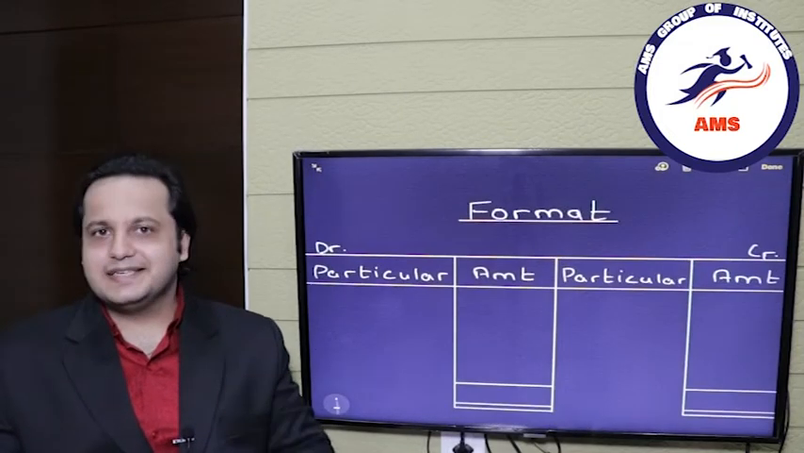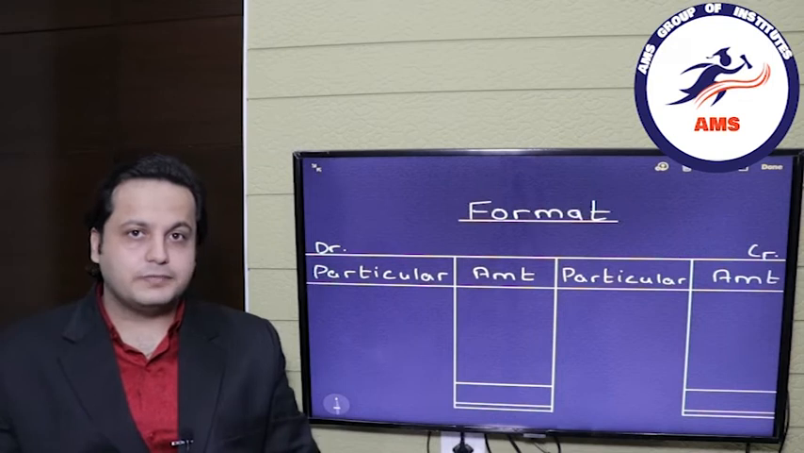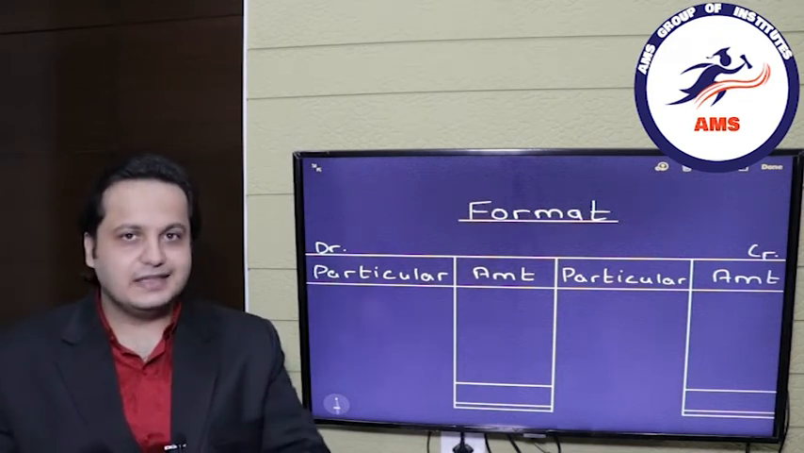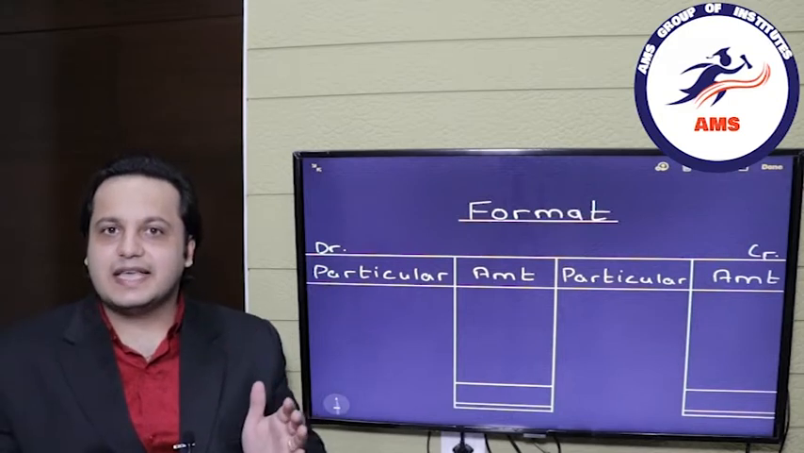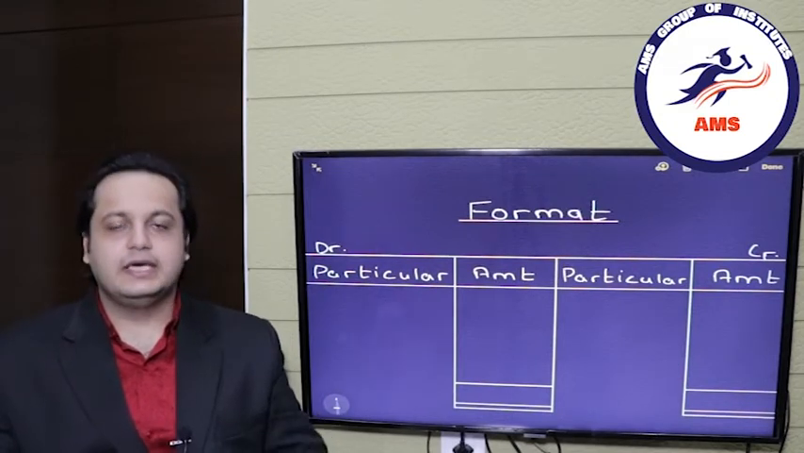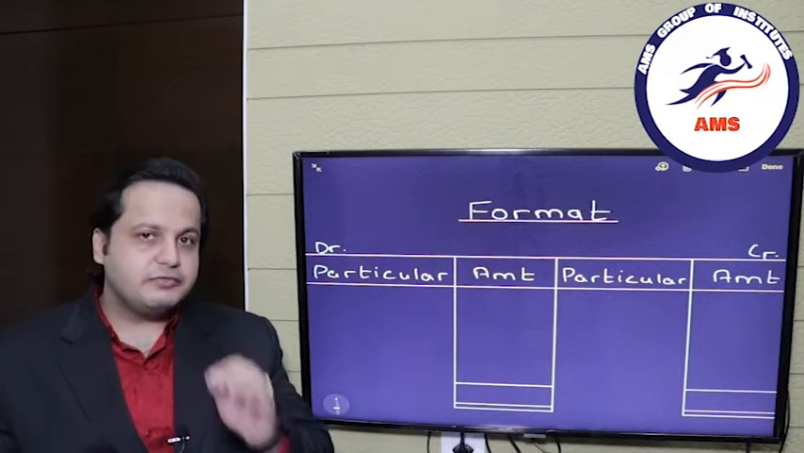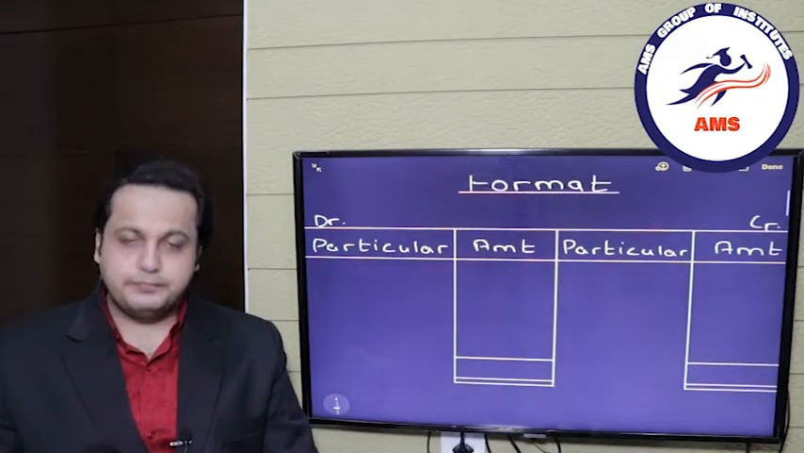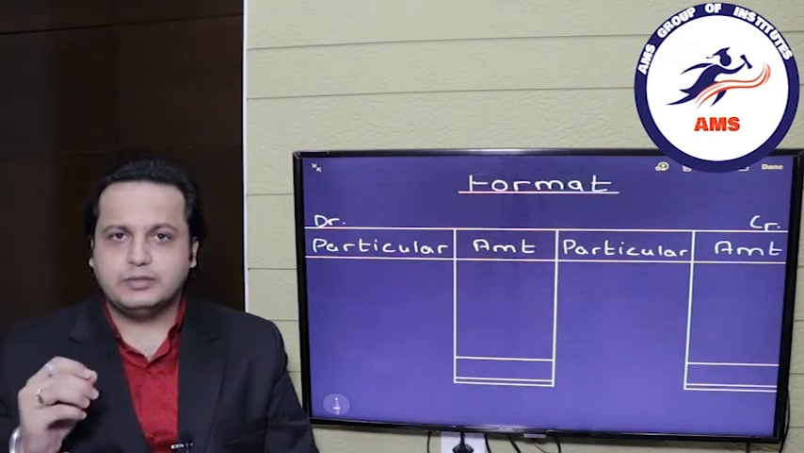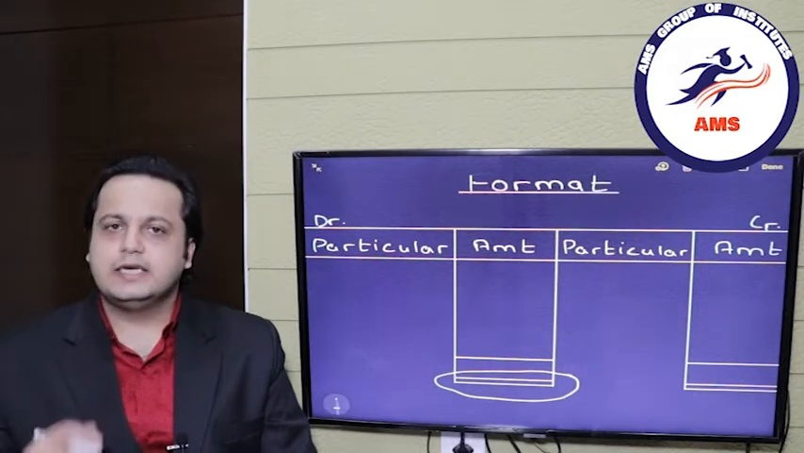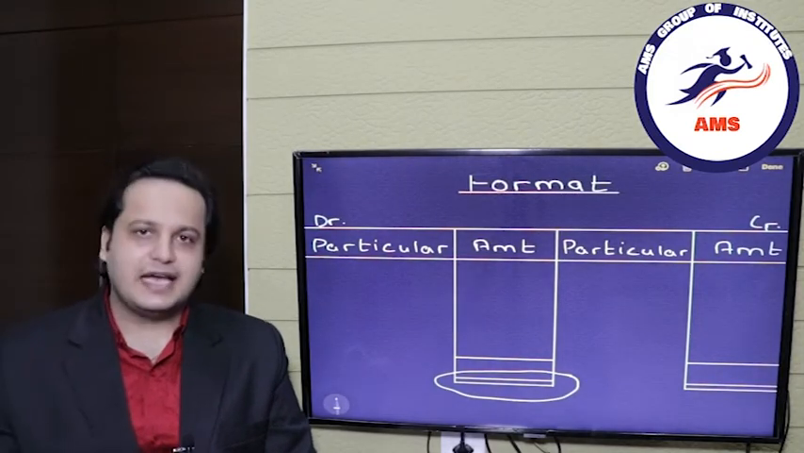The format is simple. There are 4 columns. First is the particulars, then the amount, then again the particulars and then the amount. The left hand side is the debit side of the account and the right hand side is the credit side of the account. Plus you have to see one more thing. Whenever the account is closed, that is you're writing down the balance, you will always close with a double line in the end. This signifies that the account has been closed.